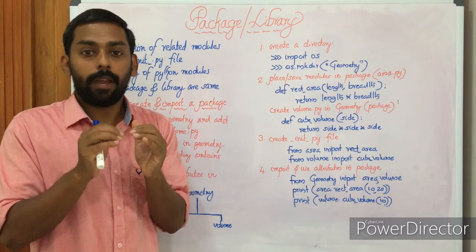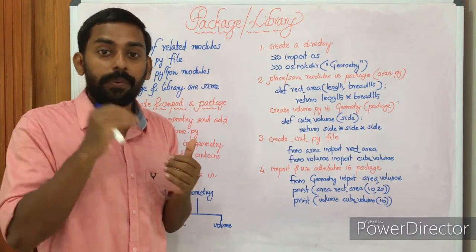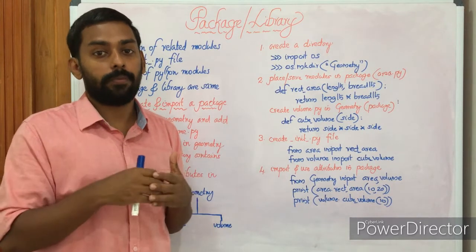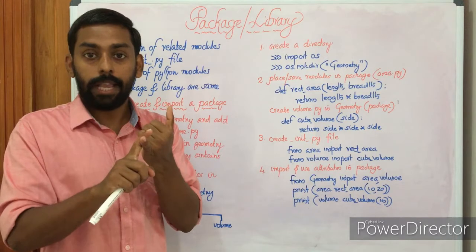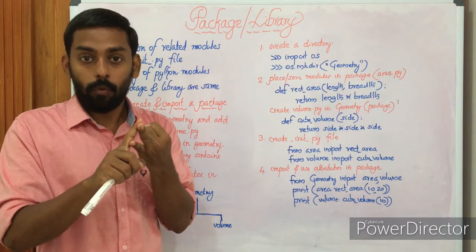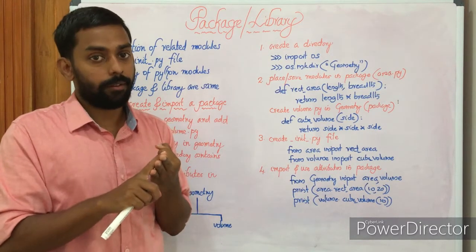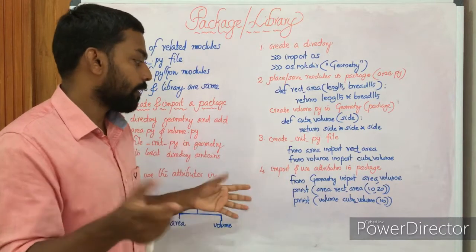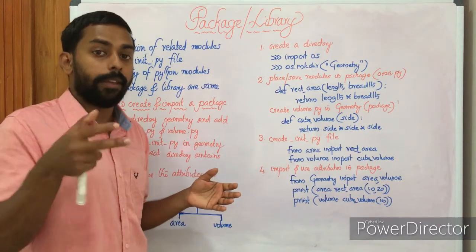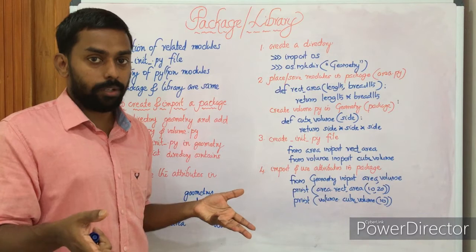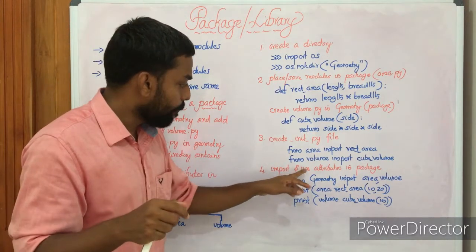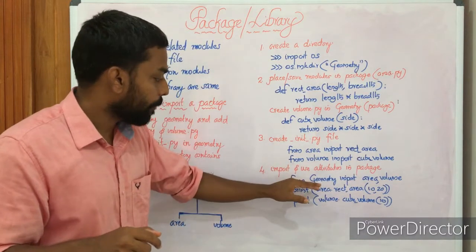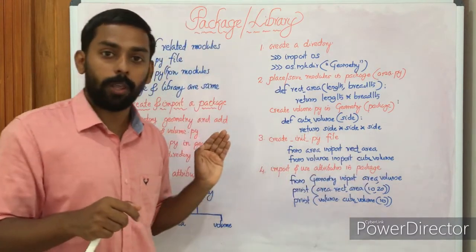So now we will have three files saved in the geometry directory. Which are the files? One is area, second is volume, and the third one is init.py, right? Now you can start importing and making use of the attributes in the package geometry. That's the fourth step: import and use attributes in the package. From geometry import area, volume.